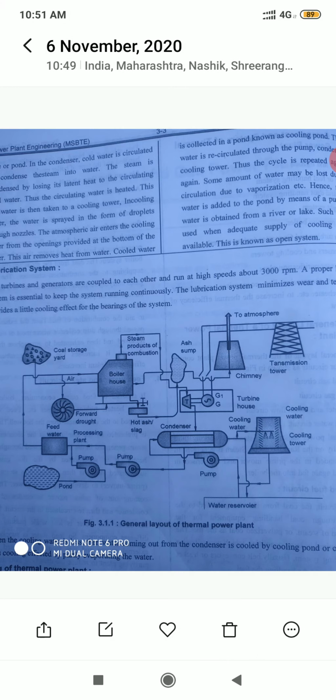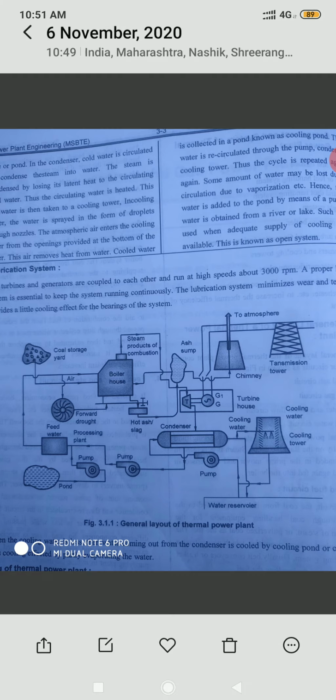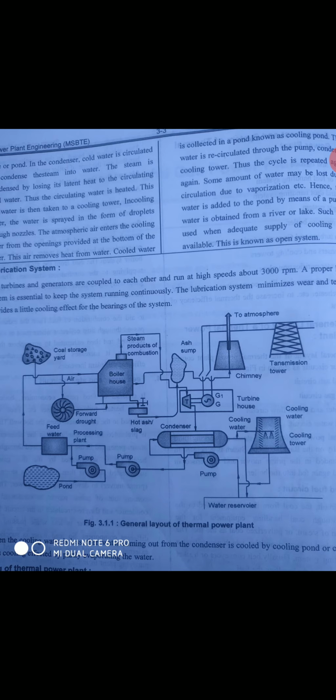Now, the next system is called the ash handling system. The ash produced by combustion of coal in a steam power plant amounts to about 10% to 20% of the fuel burnt. This should be removed from the furnace and disposed. This is done by a proper ash handling system. Depending upon the capacity, the system used may be mechanical, hydraulic, pneumatic or steam jet type. This selection is based on the quantity of ash to be handled and the type of boiler used.